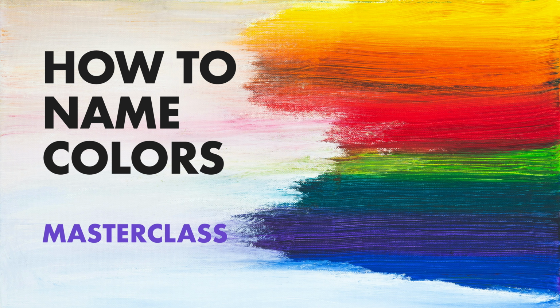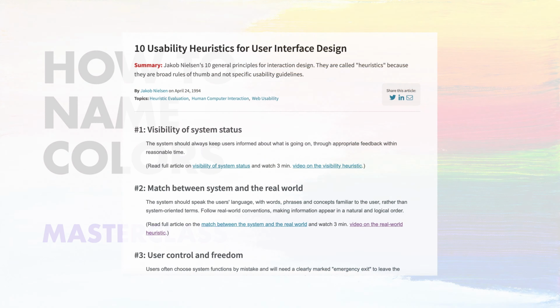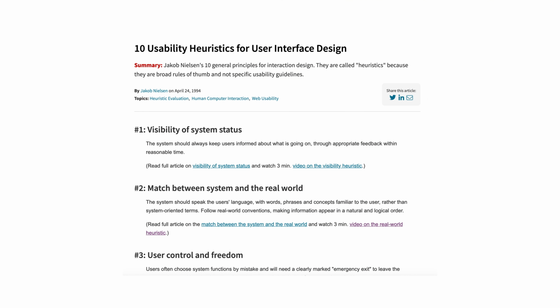And when I had to do this, I tried to find resources to help me with this. I didn't find any, so I've done a lot of thinking, a lot of work on this, and this is everything I know about how to name colors. So the Nielsen Norman Group has this great article by Jakob Nielsen from a few years back, kind of famous, called 10 Usability Heuristics for User Interface Design, which is just like good principles for designing user interfaces.